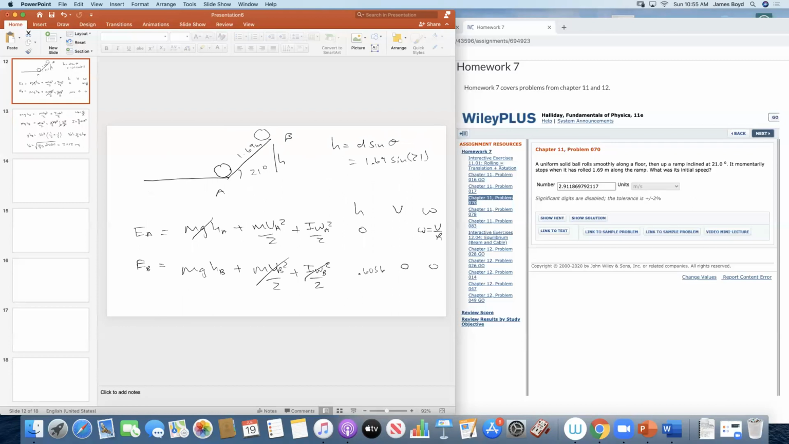We had to use energy. We had to find the height, V, and omega. And we knew that from the situation that we were told. Then we had to relate omega to V in order to eliminate one of our unknowns. We didn't have enough equations to solve this for two unknowns, right? So we needed another equation, and that other equation is the rolling without slipping, right?